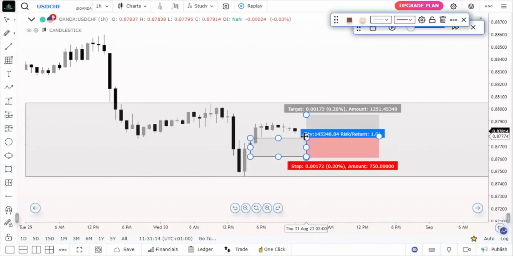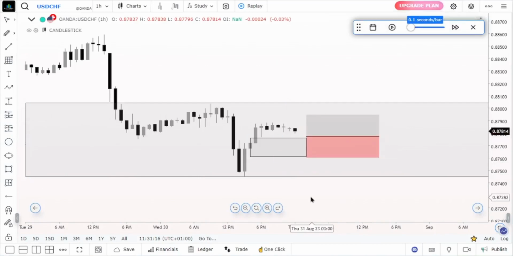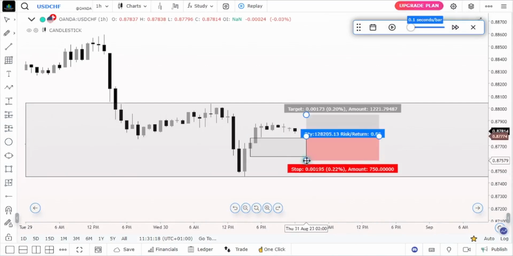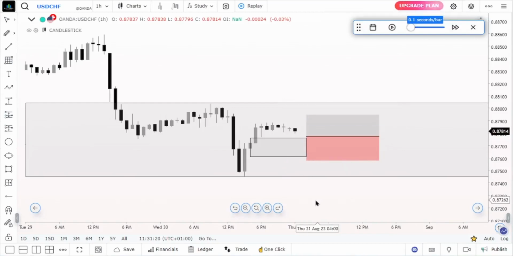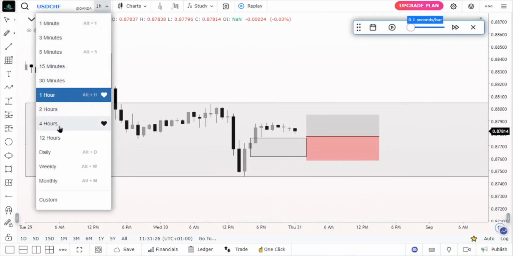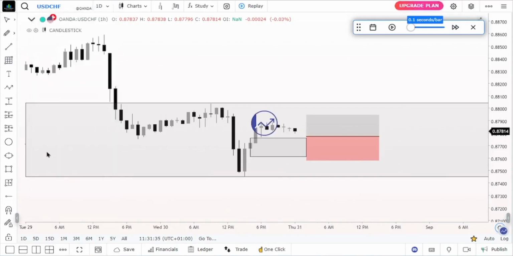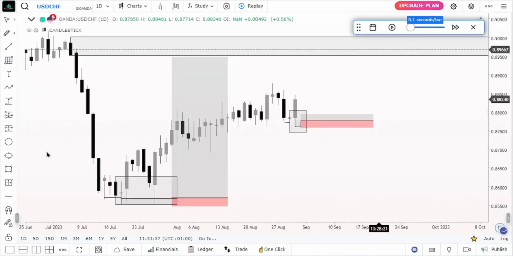We are waiting for price to come and tap into that point of interest, but give it a buffer. Very, very important. Give it a buffer. And then where will be our TP? Let's get back to that daily time frame and see where we can take TP from.